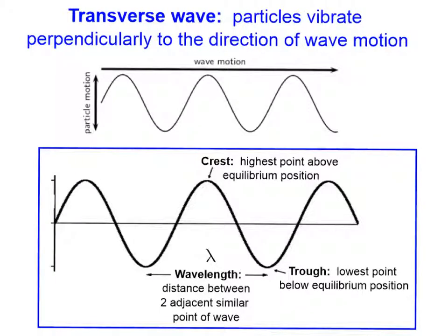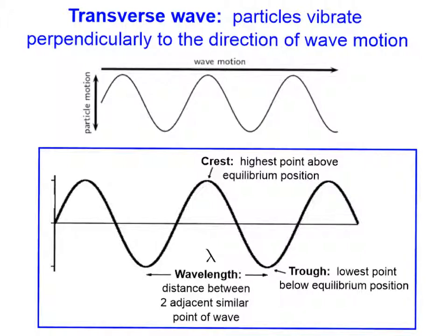Now let's take a look at the transverse wave. In a transverse wave, the particles of the wave vibrate perpendicularly to the direction of the wave's motion. So if we have a transverse wave that is traveling like this, the wave itself is propagating in this direction. The motion of the particles, however, is this way and this way and this way and this way, and they are perpendicular to the direction of the wave's motion.